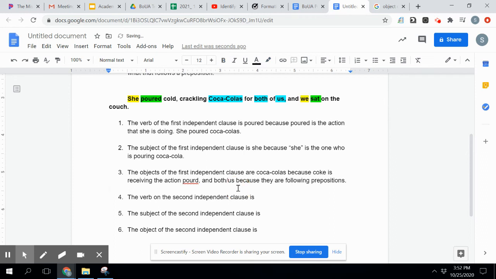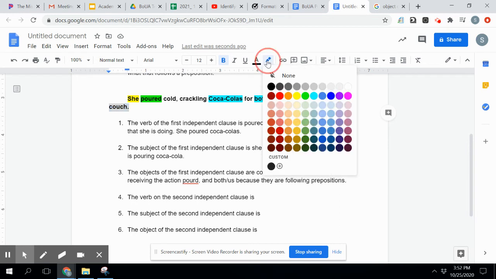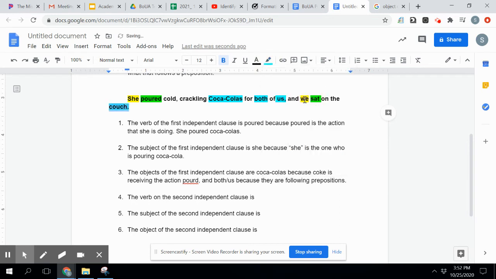So we sat. Now we need to figure out who or what is receiving the action sat. And in this instance, it is the couch. The couch is receiving the action sat. And this is also an interesting one because the couch is also following the preposition on. So it's an object of a prepositional phrase and it's an object that is receiving the action sat.